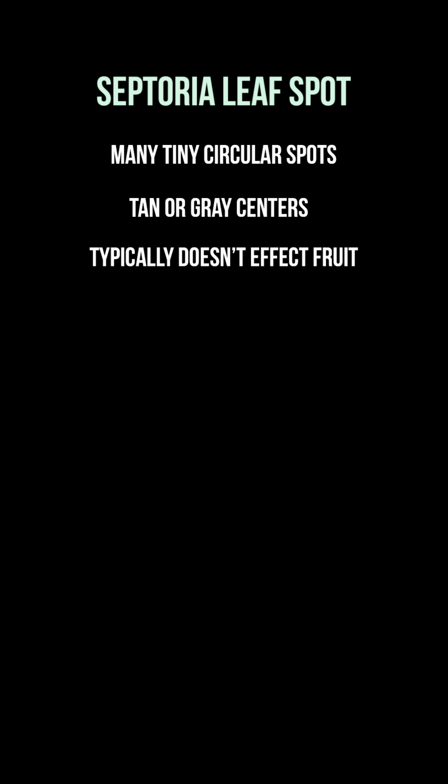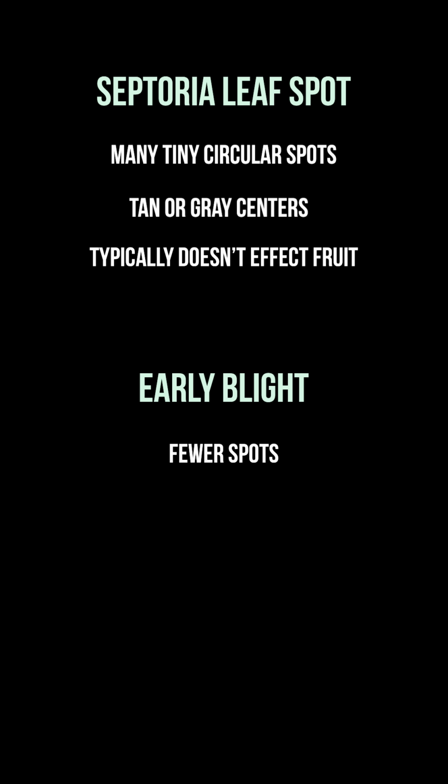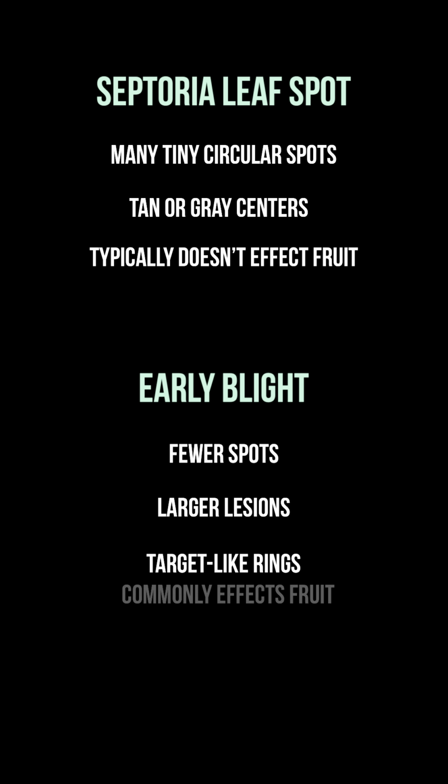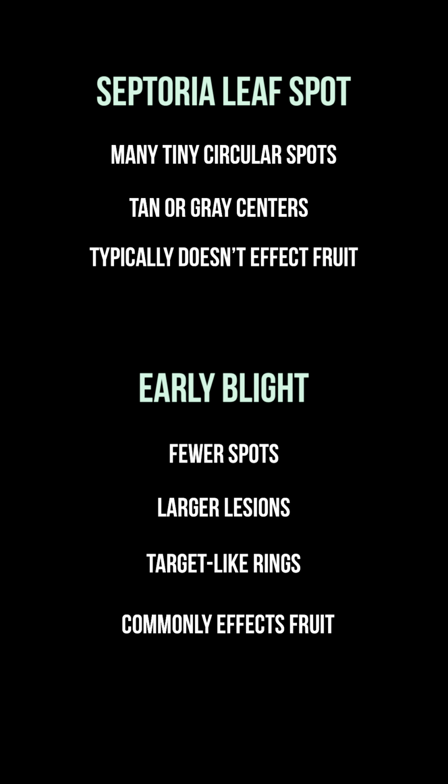So let's make a quick comparison. Septoria has many tiny spots with gray centers. Early blight has fewer, much larger lesions with target-like rings and commonly affects fruit.